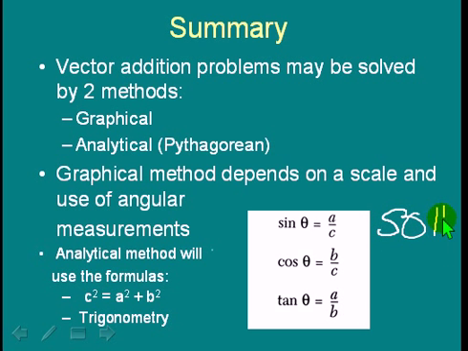SOH: sine opposite hypotenuse, CAH: cosine adjacent hypotenuse, and TOA: tangent opposite adjacent.